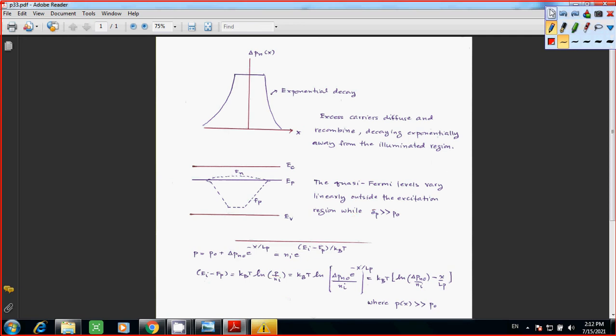From the expression, you are able to sketch delta Pn versus x, and you have an exponential decay. Excess carriers diffuse and recombine, decaying exponentially away from the illuminated region. Okay, this is the illuminated region, and these are your quasi-Fermi levels varying linearly outside the excitation region, while delta P is much greater than P0. I also confirm this by applying this equation. So your Ei minus Fp, you want to plot your Fp, right? And that's proportional to x, and becomes a linear plot where Px is much greater than P0.